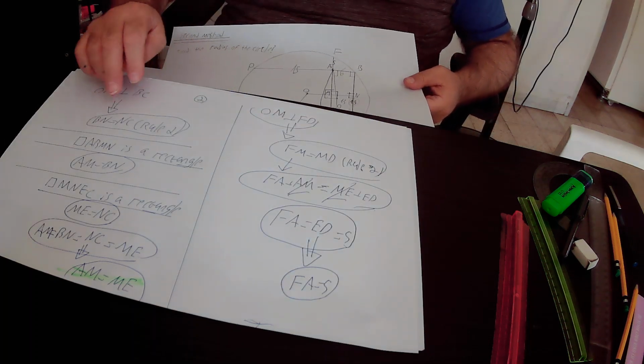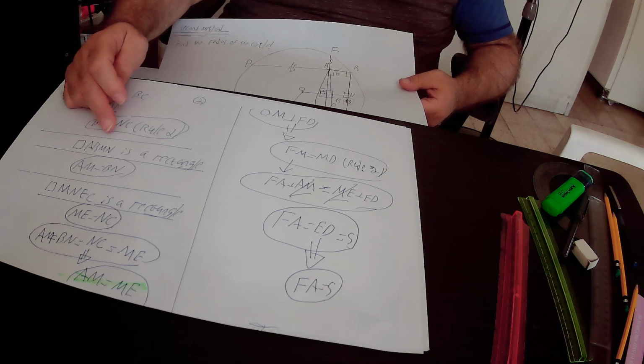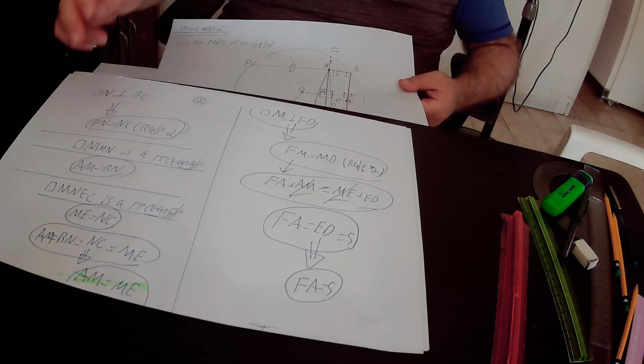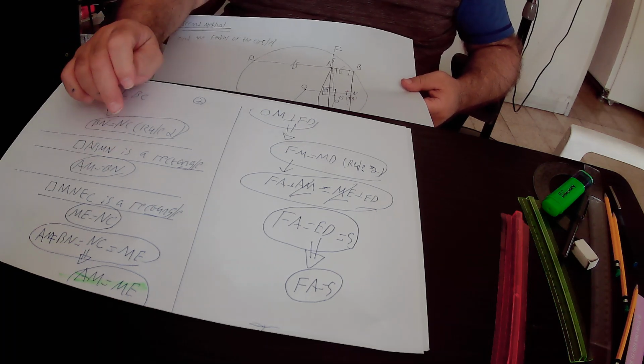Okay, here, quadrilateral ABMN is a rectangle because it has 4 right angles, and we know that the opposite sides of a rectangle are equal to each other. Therefore, AM equals BN.